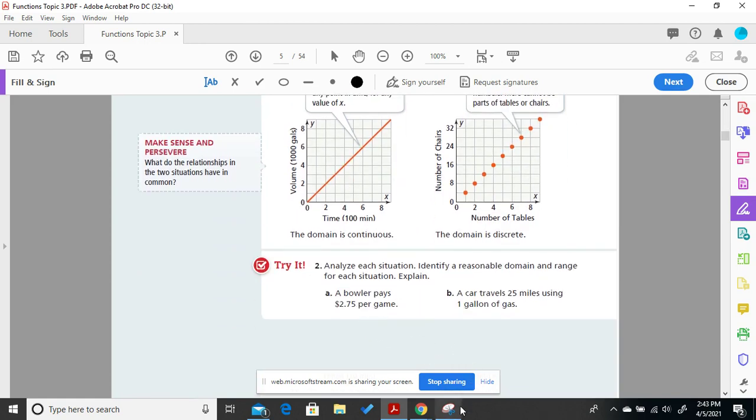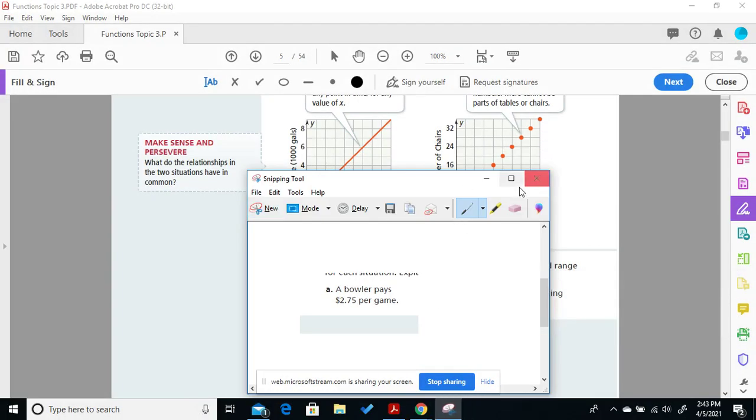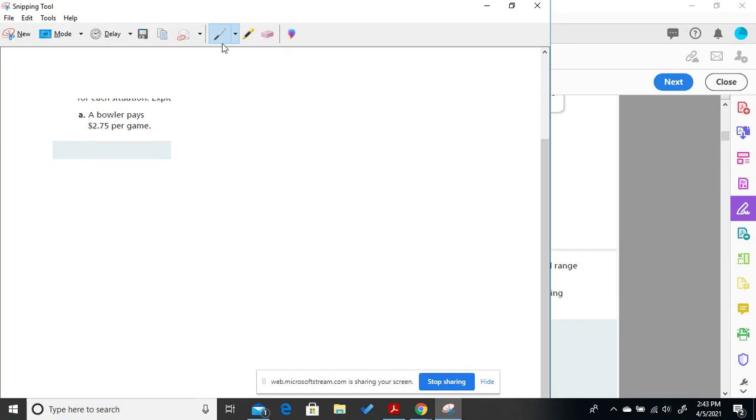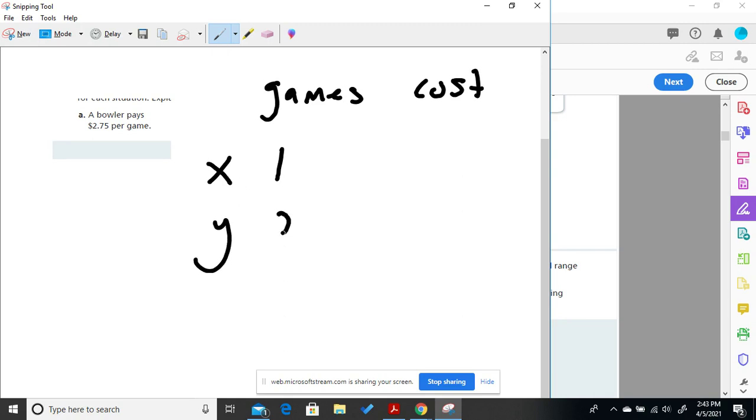So let's think about these two real quick. This is going to be my last example I'm going to do. Let's do A. A bowler pays $2.75 per game. So what depends on it? The money is what depends on the games, right? So we have games and cost. Okay, so one game, that's going to be your X, cost $2.75. And we don't even have to do a lot of work here. I'm so sorry. That's awful. One game cost $2.75. Okay, 2 games would cost $5.50.